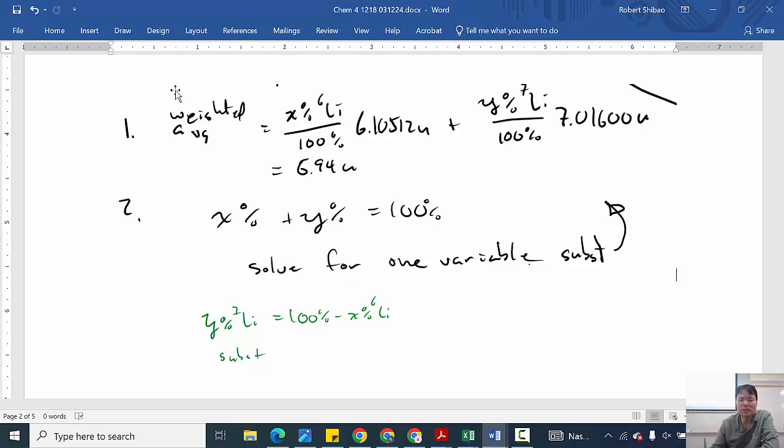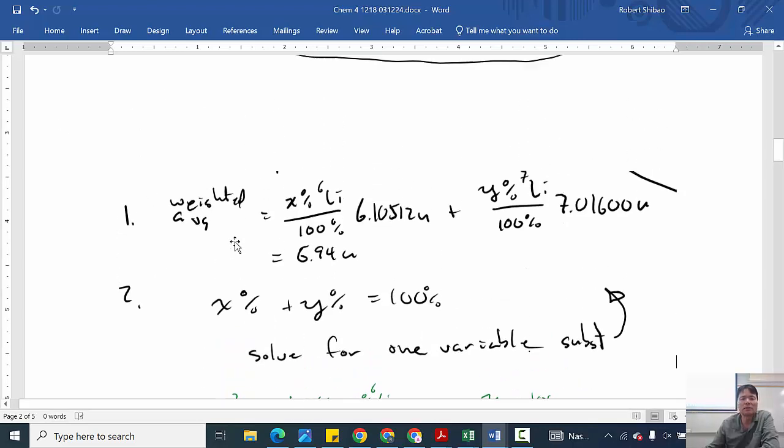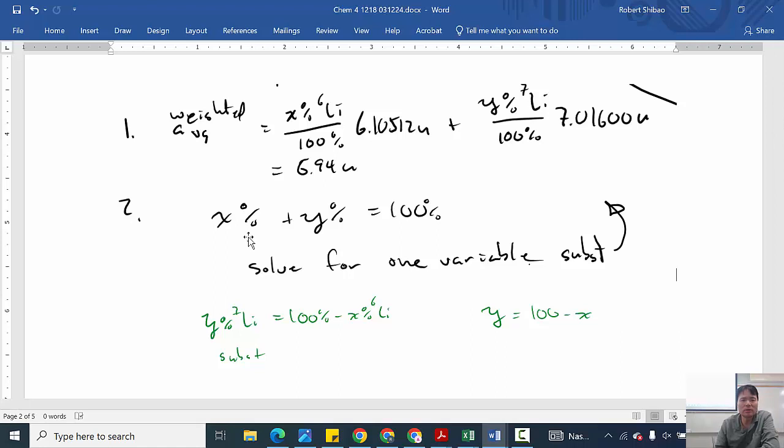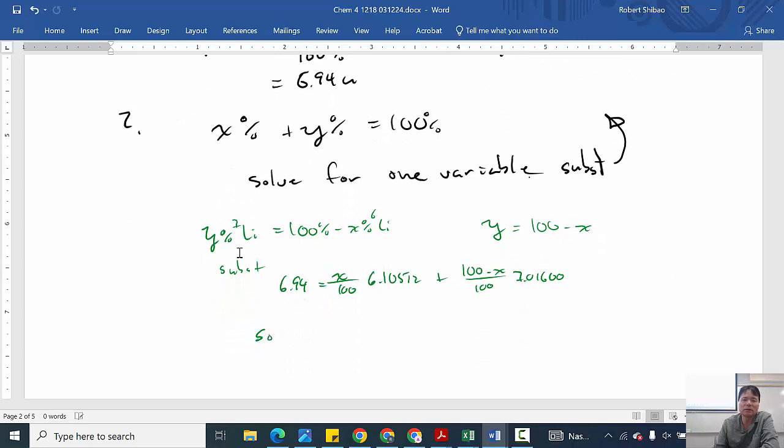To make the substitution easier, I'm just going to call it y equals 100 minus x. And then I'm going to substitute in the original equation. In the original equation, I have 6.94, and then I have x here, which I'm going to leave the same. So this is going to be x over 100. I'm going to get rid of some of the units to make my life easier, and this is going to be 6.10512. The u's will just cancel out. Plus 100 minus x over 100 times 7.01600. And then solve for x.